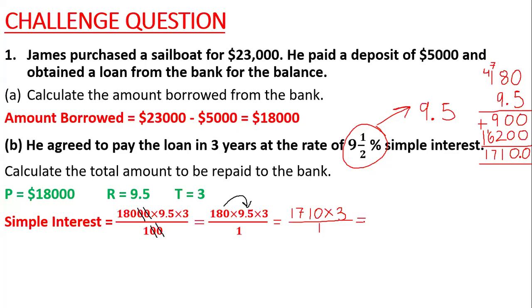Times 3, which is what? 5,130. 5,130 all over 1. Very good. Is equal to 5,130.